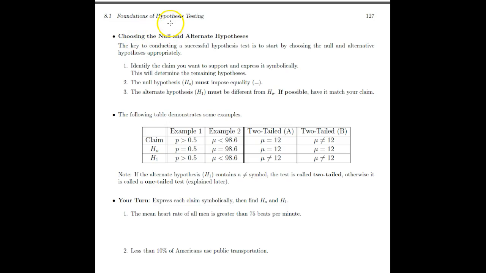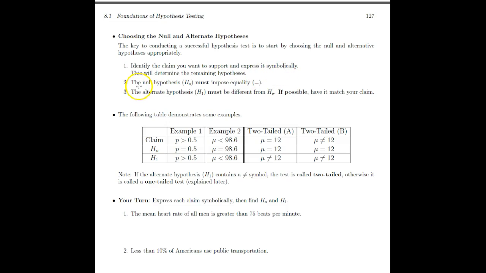So we talked about null and alternate hypotheses, and now let's talk about how to choose them. The key to conducting a successful hypothesis test is to start by choosing the null and alternative hypotheses appropriately. This really is an important part, and when we do the group work in class, that's really going to be the first step I'm going to emphasize, making sure we choose these null and alternate hypotheses correctly. So the first thing I would do is identify something called a claim. And the claim is something that you want to support, and express it symbolically. And this will help you determine what the remaining hypotheses are.